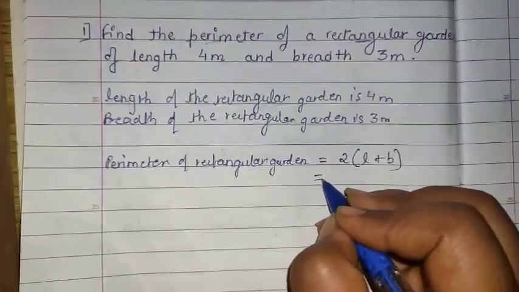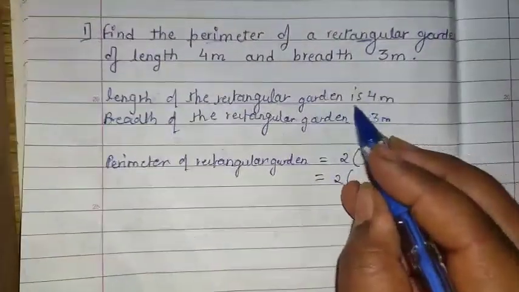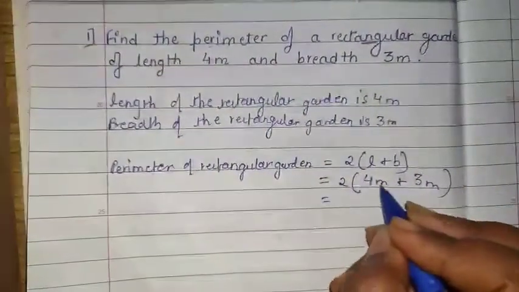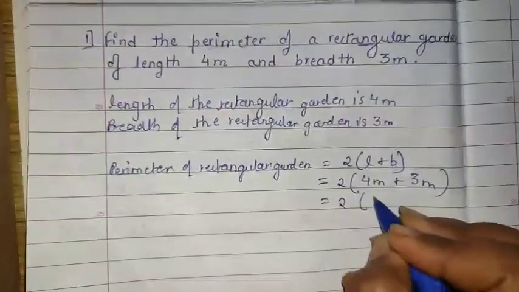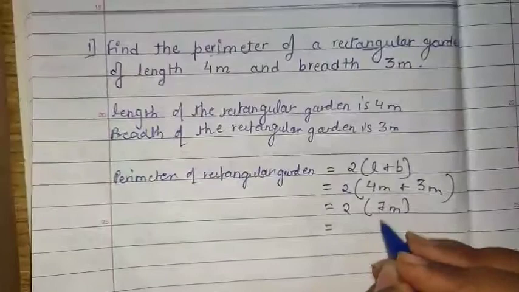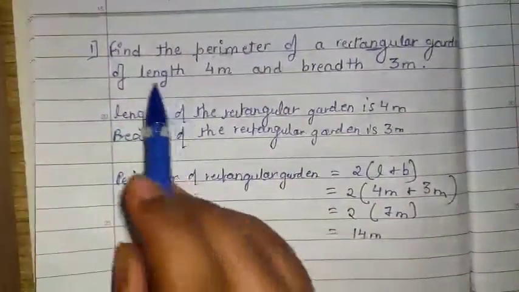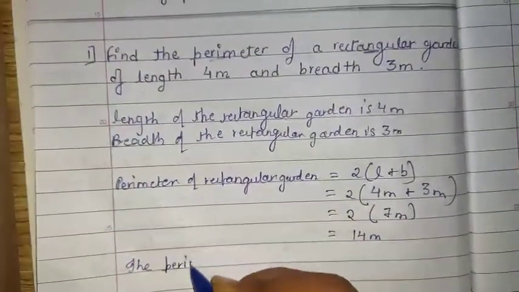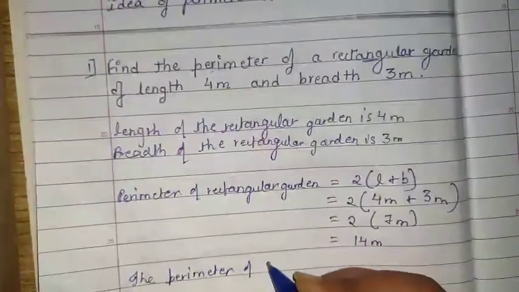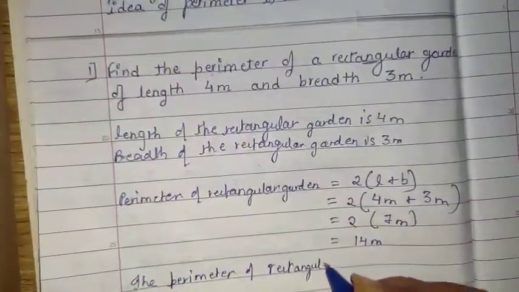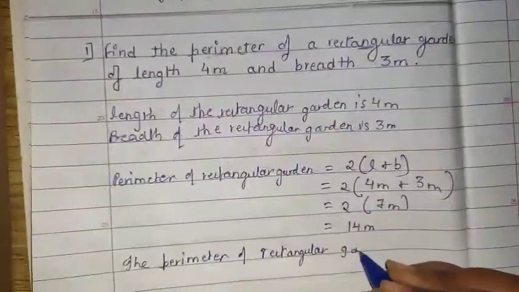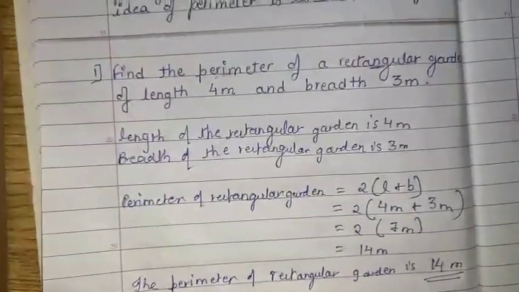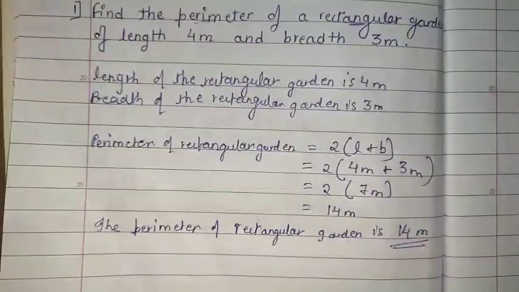So now let's substitute the values. What is the length? 4 meter. And what is the breadth? 3 meter. So after adding the length and breadth, we get 7 meters. And after multiplying 2 with 7, we get 14 meter. So we got the perimeter of the rectangular garden is 14 meter. Remember to put the unit. So now let's solve the next problem.